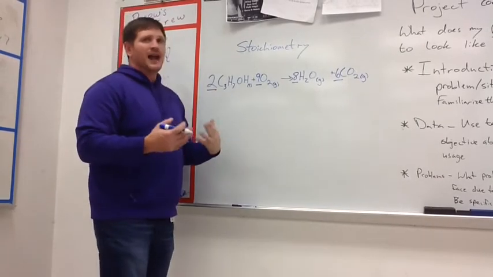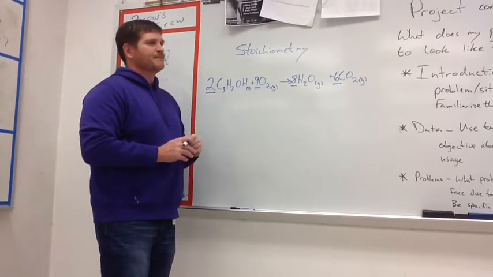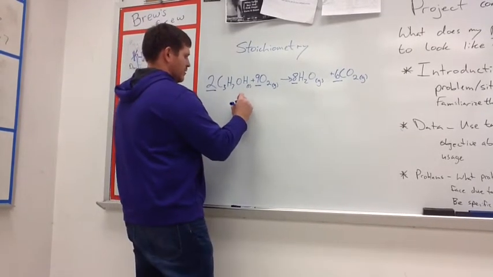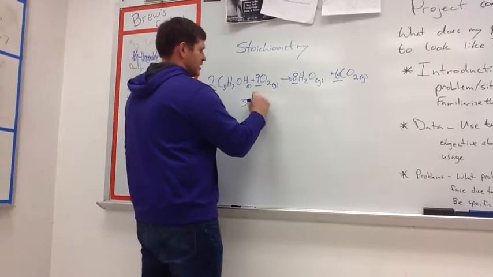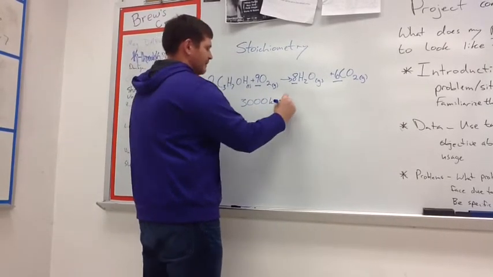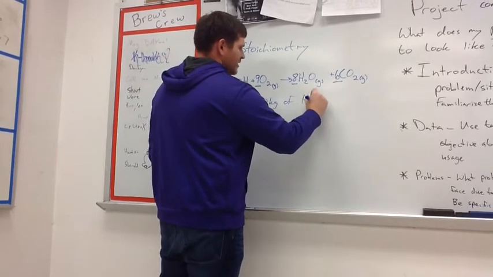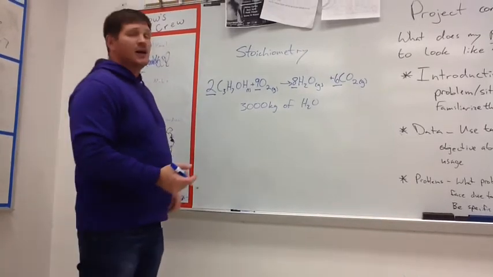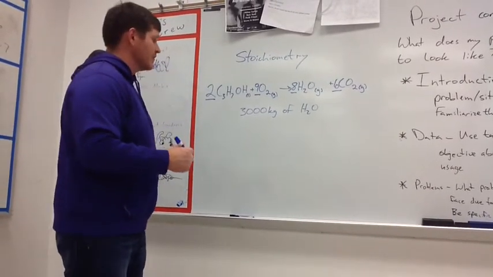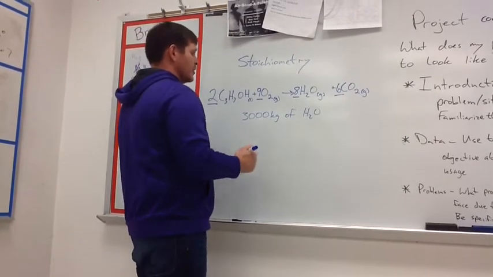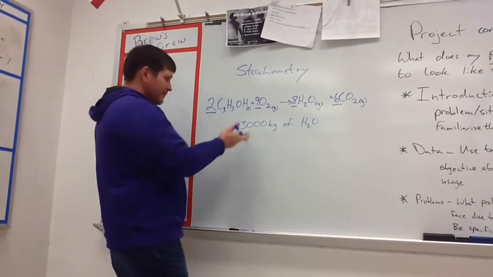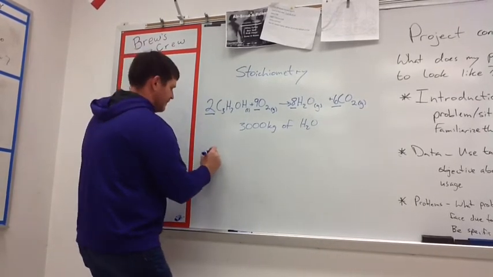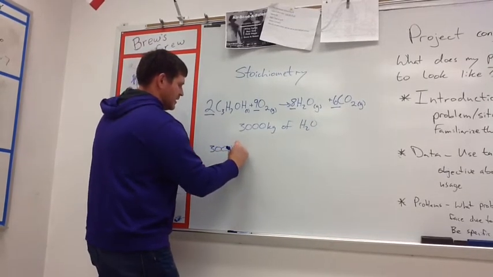Okay, so let's say that I need to produce 3,000 kilograms of water. That is my goal. That is what I need to produce. How much isopropyl alcohol am I going to need to have to start off to make that? In order to produce this 3,000 kilograms, that's what I start my equation with. We're going to figure out how much isopropyl alcohol we will need. So 3,000 kilograms.